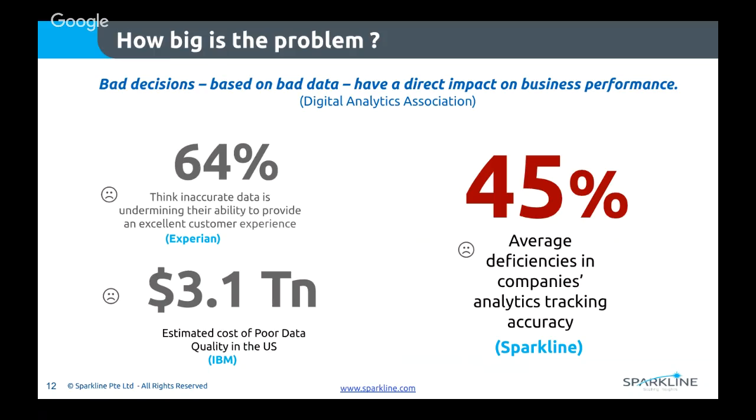From our side as well, we've actually run more than 3,000 audits over the years. And typically, an average score that we've seen for specific tests that we run for health checks on analytics accounts is about 45% across the accounts. So, what does that mean? More than half the data that you're actually tracking to make decisions may actually not be accurate. So, bad decisions based on bad data, of course, have a direct impact on business performance.